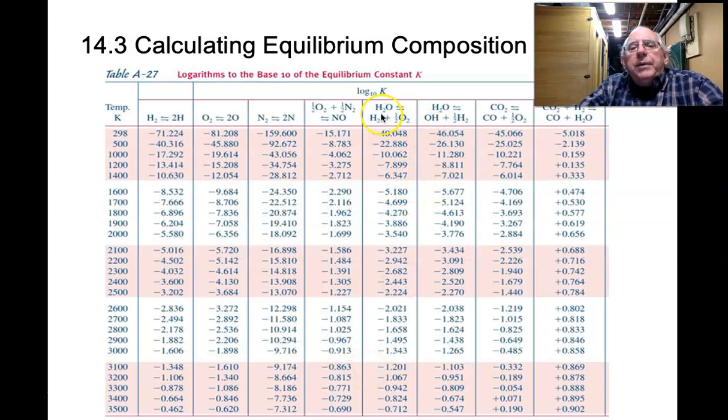And so up here, what that tells us is that at 2600, this number right here tells us that this reaction is going to primarily stay toward the left-hand side, which is the H2O versus the H2 and the O2.